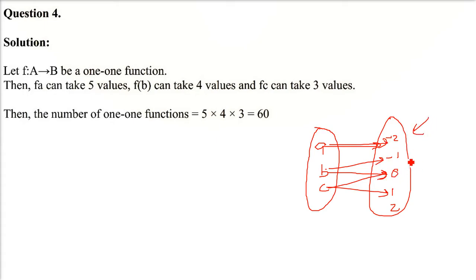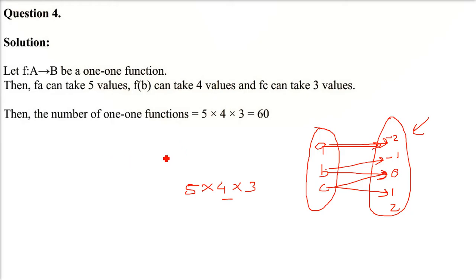Because there are 5 elements in the second set and 3 in the first set, the first one, A, can be mapped to 5 elements, which is -2 to 2. For the second, B, because we have already used one, 4 will be remaining for B. Once A and B are mapped to 2 elements of the second set, only 3 are remaining for C. So 5 into 4 into 3. Okay, I hope you got the idea.